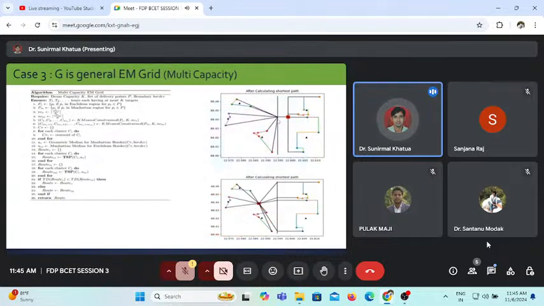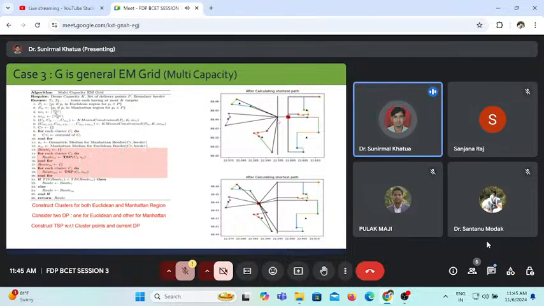Now, in a general case, some of the points fall in the Euclidean and some of the points fall in the Manhattan. So what we do is we separately find the tours for the Euclidean and separately for the Manhattan. So construct the clusters separately for the Euclidean points and for the Manhattan points. And then for each of them, find the delivery points using the previous algorithm for the Euclidean space itself and for the Manhattan space itself. Now find the tours, constructing the TSP considering the current delivery points.